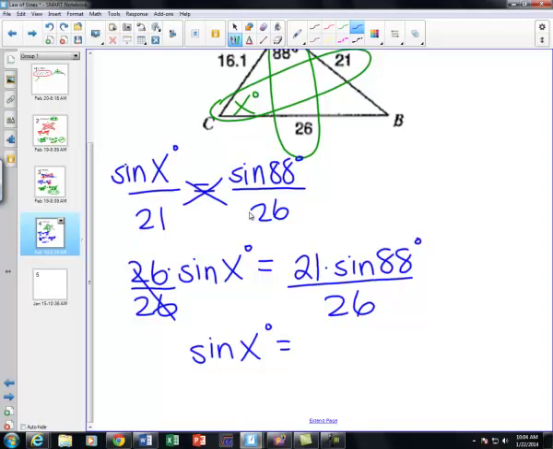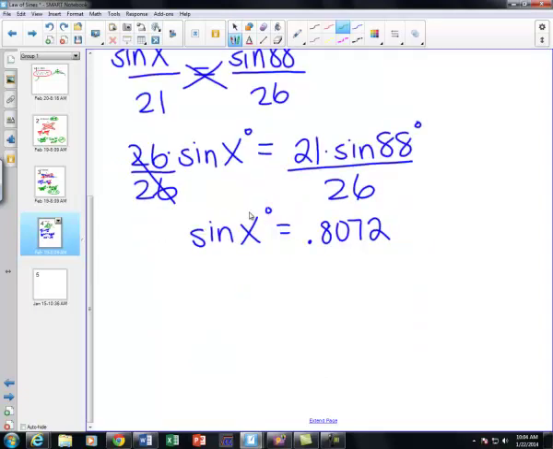Now, before when we were using our trig ratios, anytime we were finding an angle, we always wanted it rounded to 4 decimal places. So we're going to do the same here. This comes out to 0.8072. So the sine of x equals 0.8072. Now you should know what comes next because we've done this. I'm trying to get x alone. I'm trying to find that angle. I need to get rid of sine.